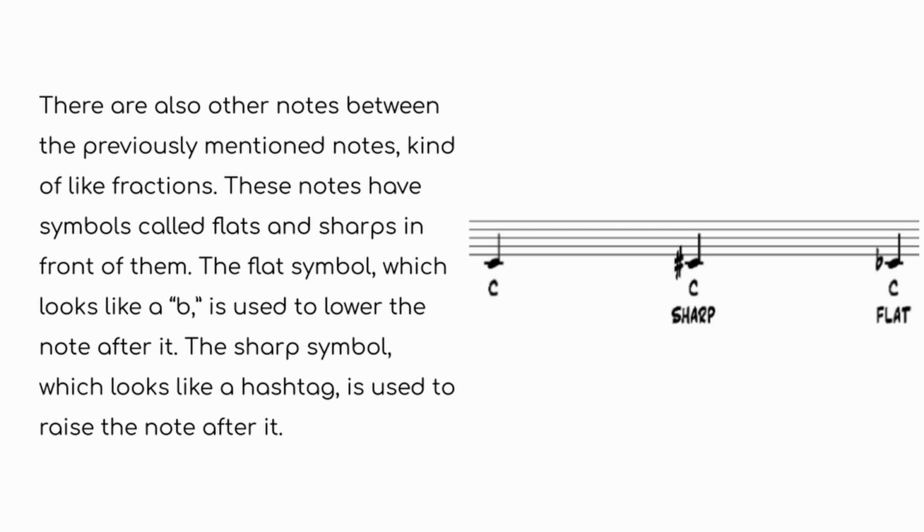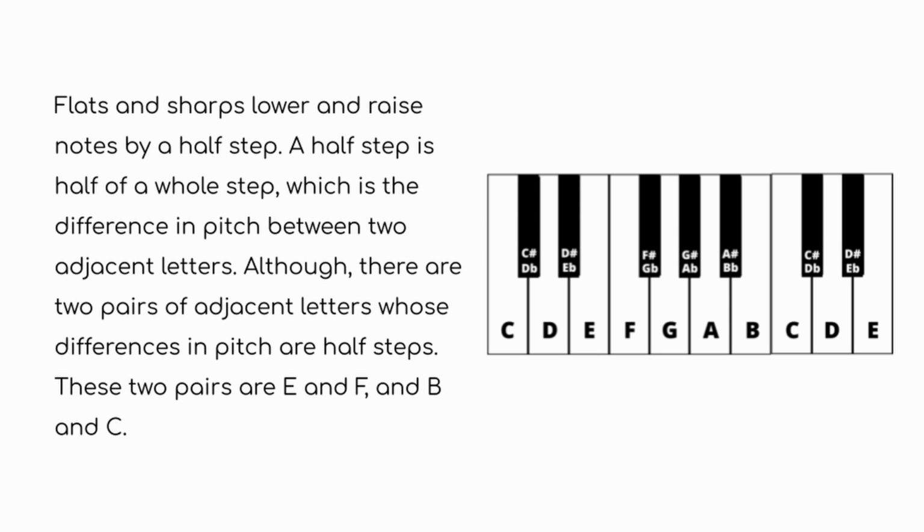These notes have symbols called flats and sharps in front of them. The flat symbol, which looks like a B, is used to lower the note after it. The sharp symbol, which looks like a hashtag, is used to raise the note after it. Flats and sharps lower and raise notes by a half step.